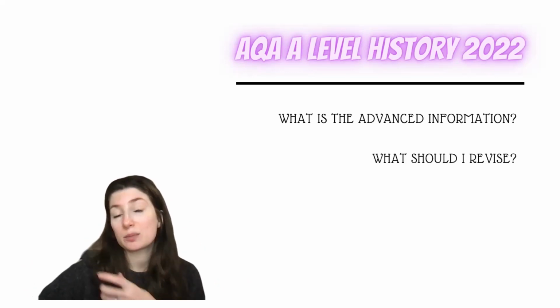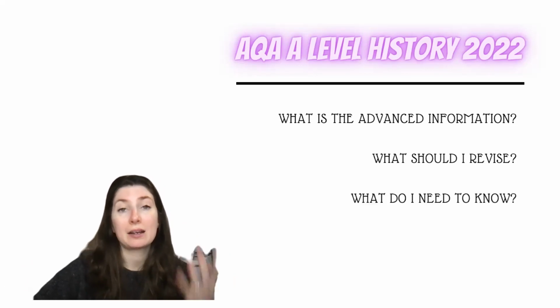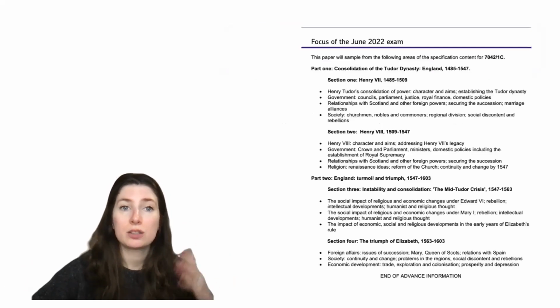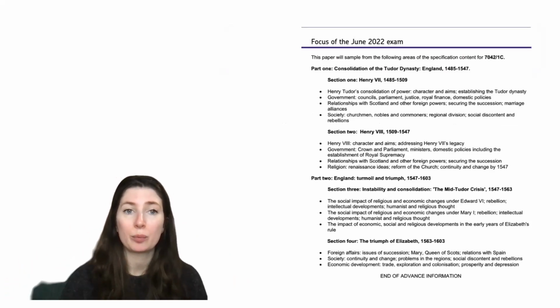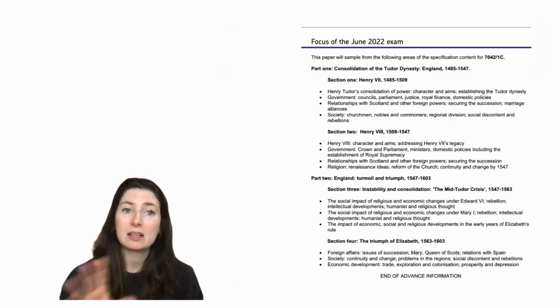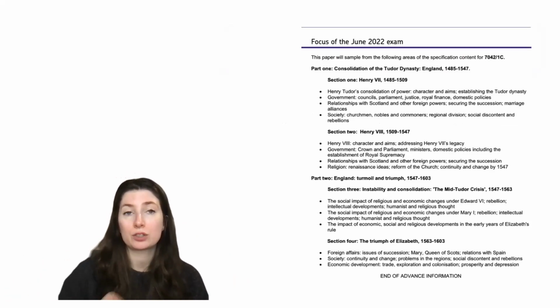So what should you revise? I'm going to run through that in a moment, going through all the different topics on that list and going through what you need to know. So this is what the advanced content looks like. We've got all of our sections there with all of the bullet points that have been included, and anything that's not there has now been discluded from the list of questions you will receive.